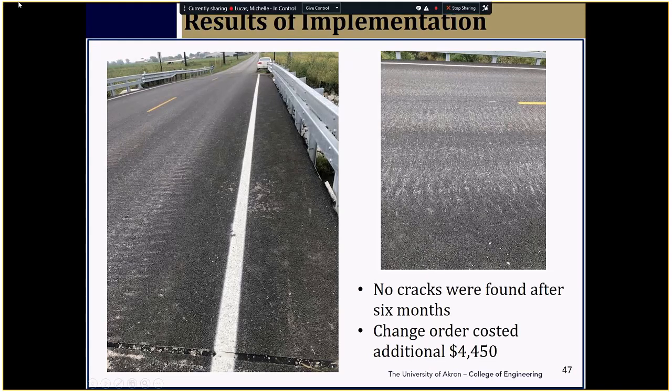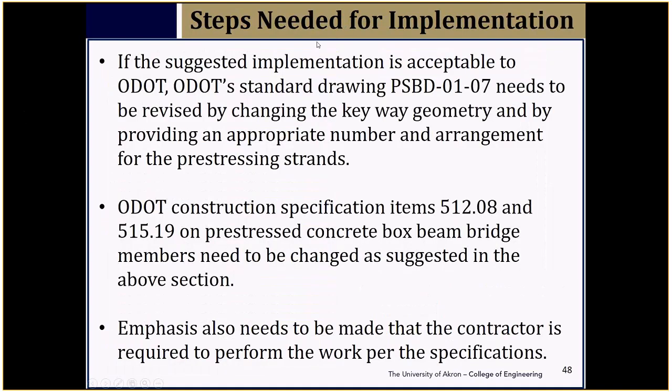And then after about 6 months of service, the bridge shows no cracks. Traditionally, you'll see cracks along the joint. So there are no cracks up to this point. And what did the change order cost us? It's about $4,500, which is not too bad for a bridge of this size. 55 feet, that's what this bridge was.